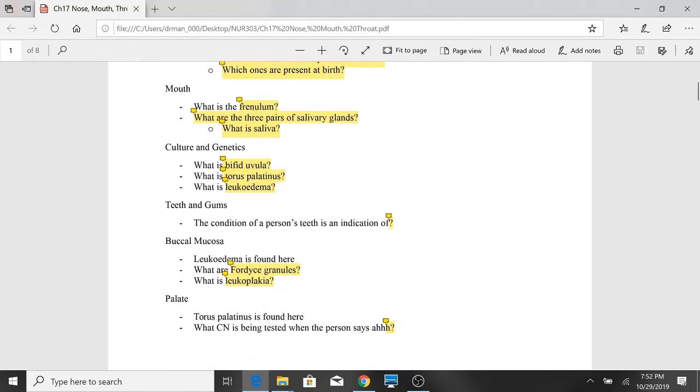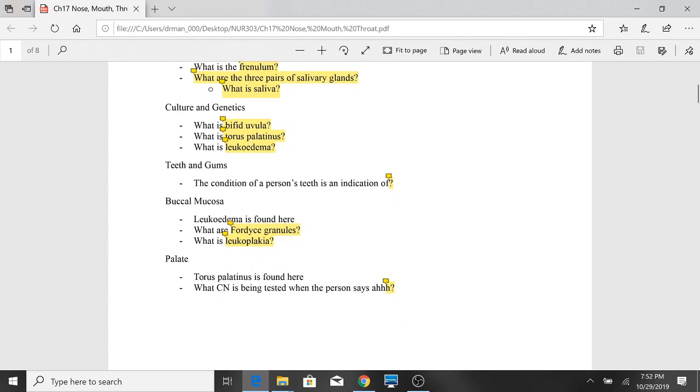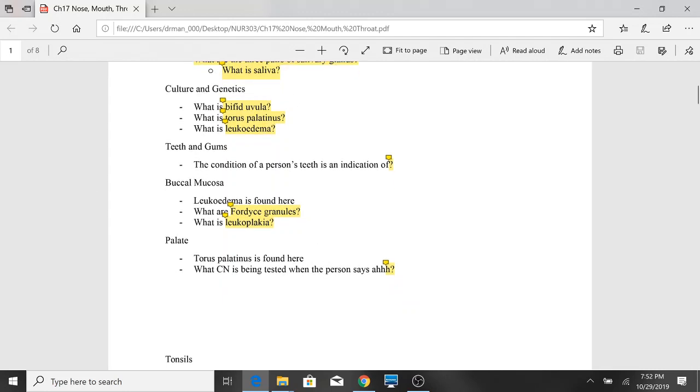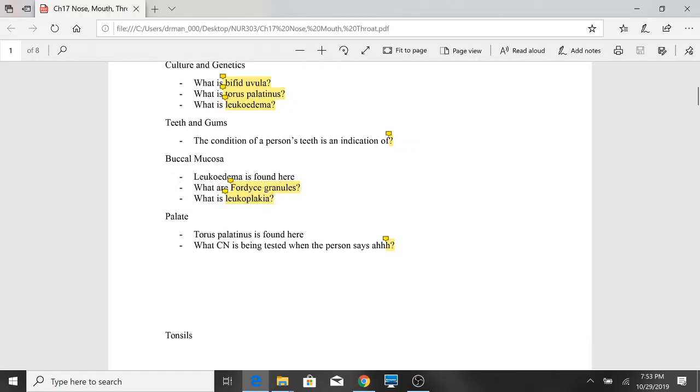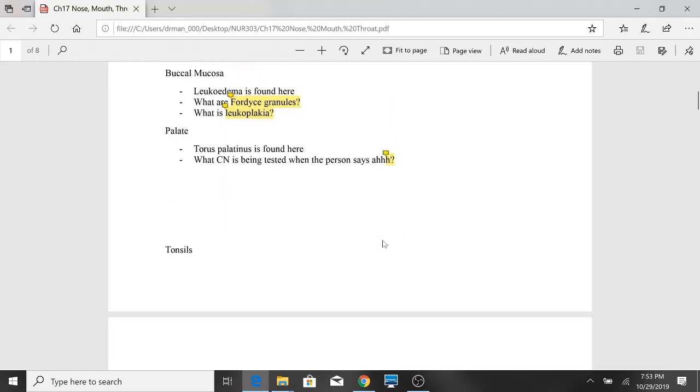So let's move on to the teeth and gums. It shouldn't be too hard. What should the condition of the person's teeth be an indication of? We learned this in health assessment. It's their overall health. Pretty easy. And so I put here leukoedema is found in the buccal mucosa. Also in the buccal mucosa you can have Fordyce granules, which are small isolated white or yellow papules on the mucosa of the cheek, tongue, or lip. And you also have leukoplakia. It's like a white chalky raised patch. Then we go on to the palate, where the torus palatinus is found. And the question here is, what cranial nerve is being tested when the person says ah? It's the 10th cranial nerve, the vagus.